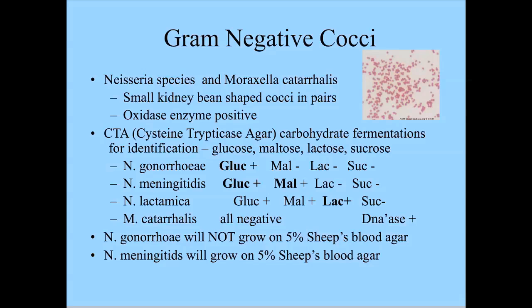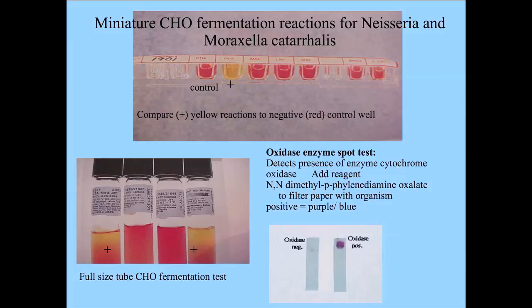On the next slide, we talk about the carbohydrate fermentation reactions of these organisms. The top picture is of a miniaturized carbohydrate test strip that can test for the sugar reactions of the Moraxella and the Neisseria. You can see the names of the sugars on top of the strip, and there's a control well, and then glucose, maltose, lactose, and sucrose. The control well will be the judge of whether a reaction is positive or not. In this strip, the control is negative, and so you compare the positive to the negative reactions.